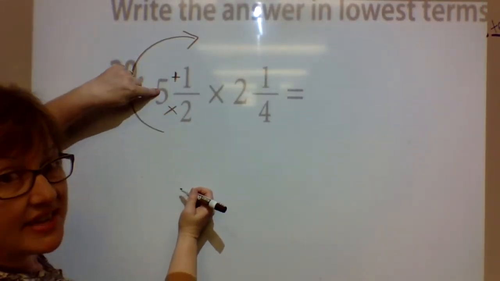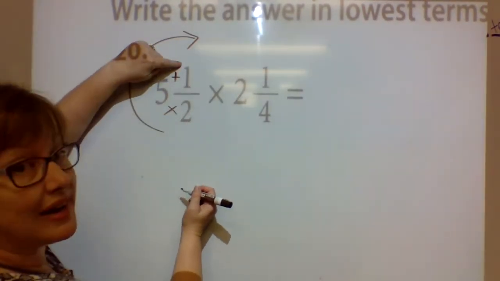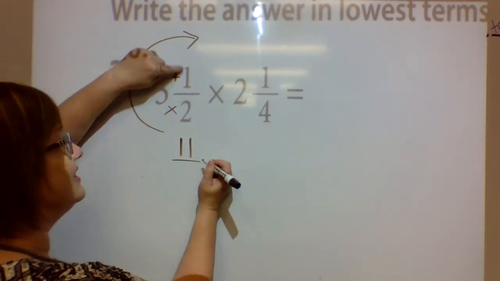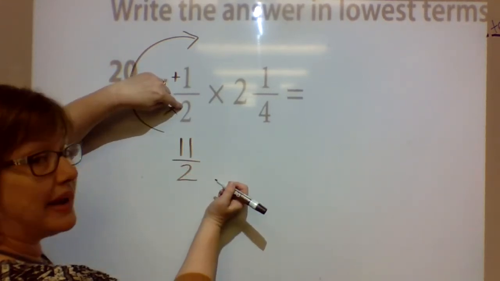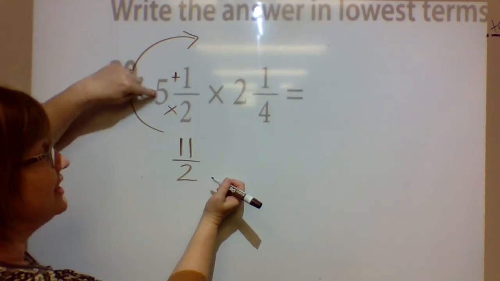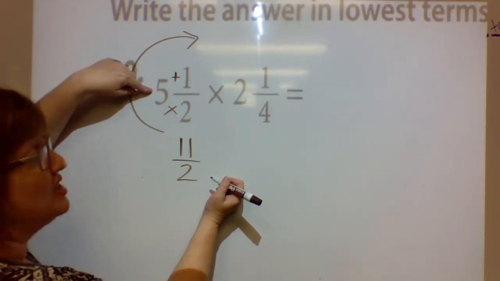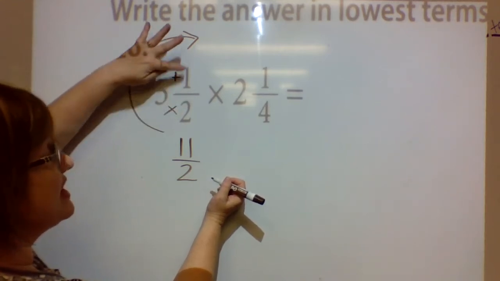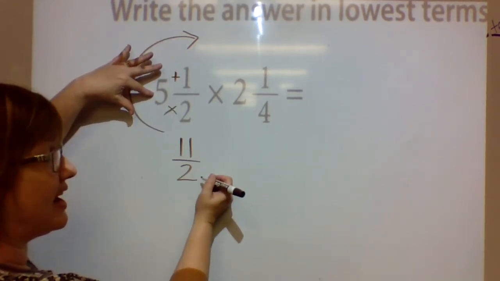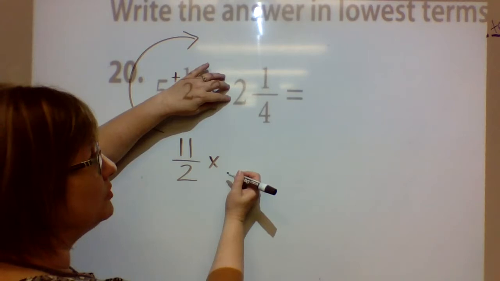2 times 5 is 10, plus 1 is 11. This didn't change. We're figuring out how many halves we have. We have 5 whole pizzas. If we cut all of them into half, we'd end up with 10 halves, right? Plus 1 more half, because it's 5 and 1 half, not just 5. So we have 11 halves times 2 and a fourth.